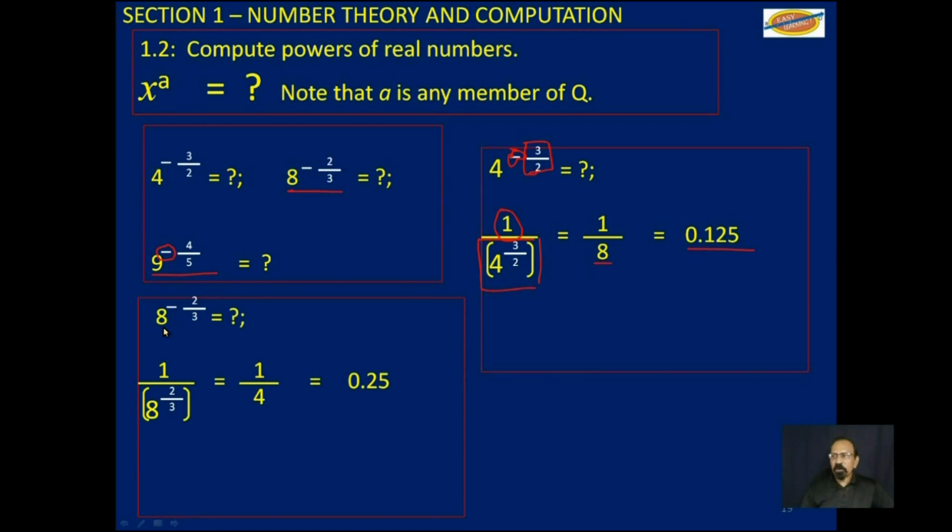The same thing goes for this whole number here, 8 to the negative 2/3 power. That would be 1 over 8 to the positive 2/3 power. And then you work this piece out here, which would be the cube root of 8 to the power of 2. You get a quarter, which works out to be 0.25. Now, this one here, you can work that out for yourself. It will be 1 over 9 to the 4/5 power. Well, you would find the 5th root of 9, and then find the 4th power of that, and inverse it.